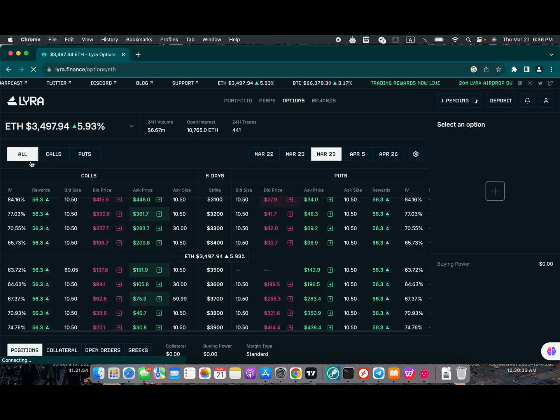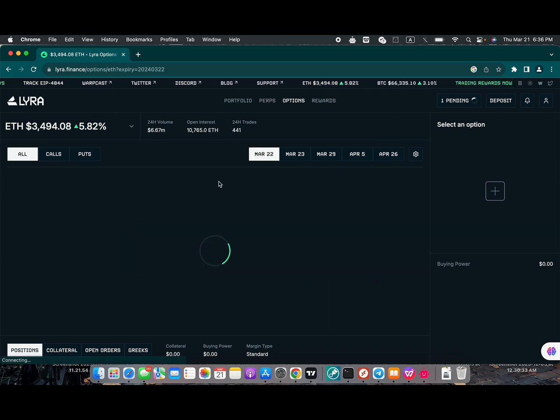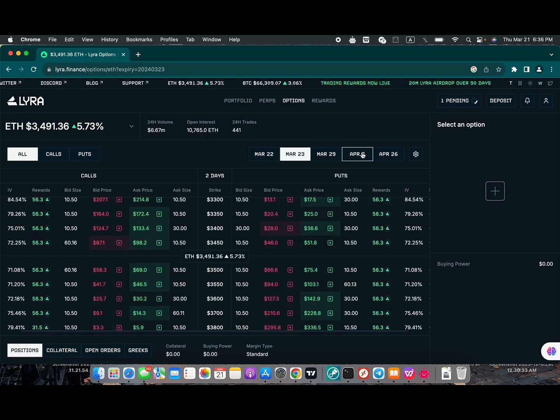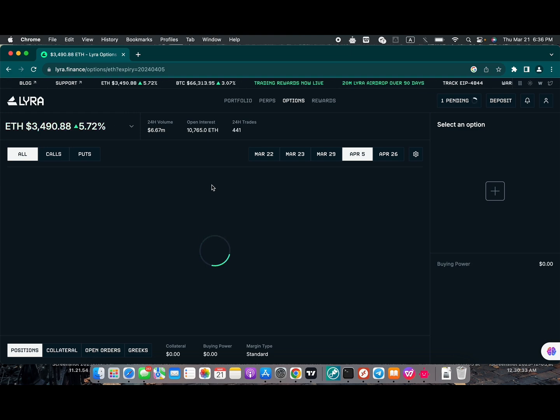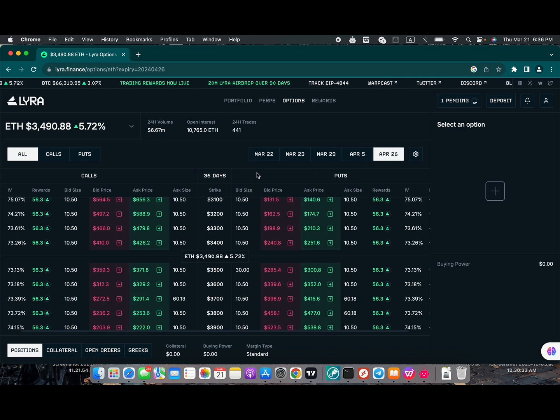So these are calls and these are puts, and this is the duration. Basically, today is March 21st and this is March 29th, which means the duration for this call and put option is 8 days. You can choose March 22nd, which is a duration of 1 day, March 23rd, a duration of 2 days, April 5th, a duration of should be 15 days, right? April 26th, 30 days. So 36 days actually.